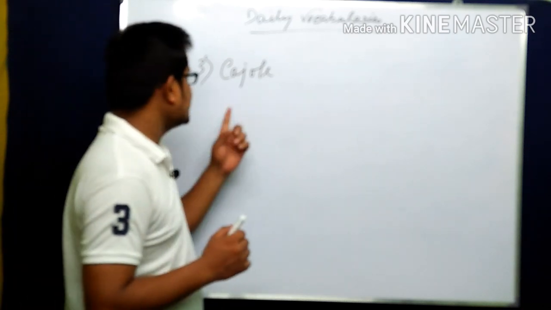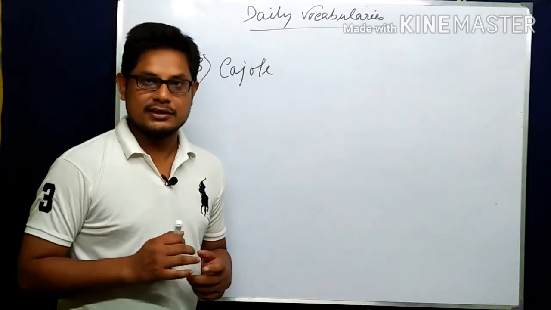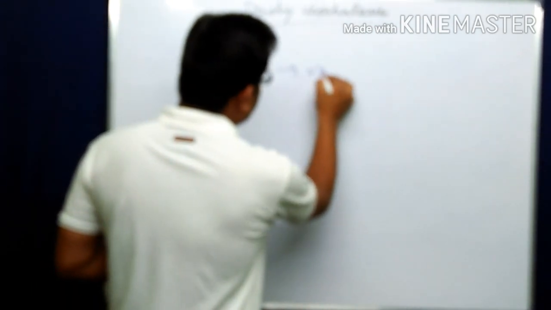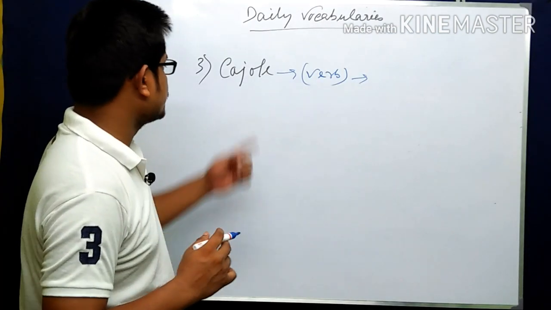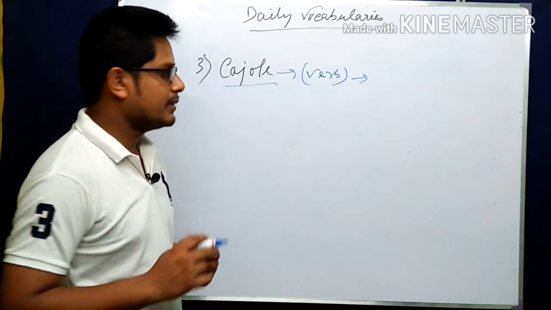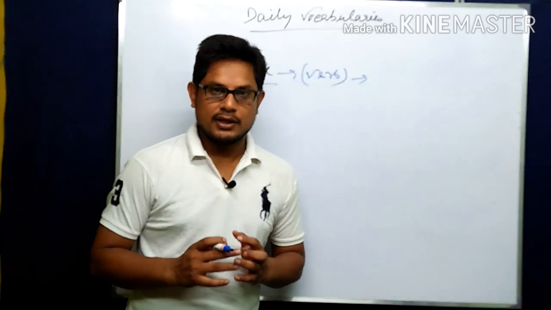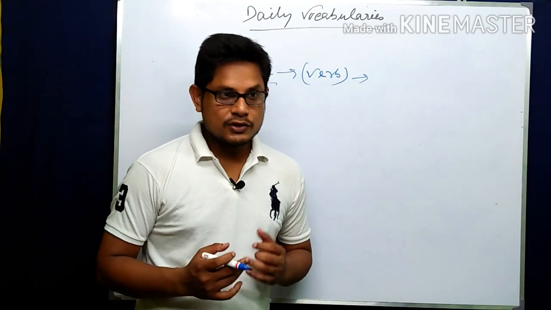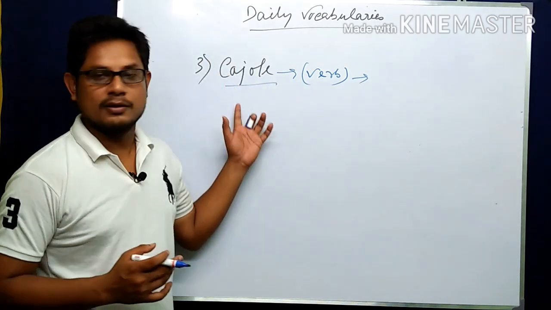Cajole, C-A-J-O-L-E. Again, this is a verb. So the part of speech is clear. Now you have to know the meaning of this word, cajole. What does it mean? Cajole means to praise somebody or to persuade somebody to get anything done. But it's kind of flattery, right? So when you praise somebody as flattery, that means you cajole somebody.